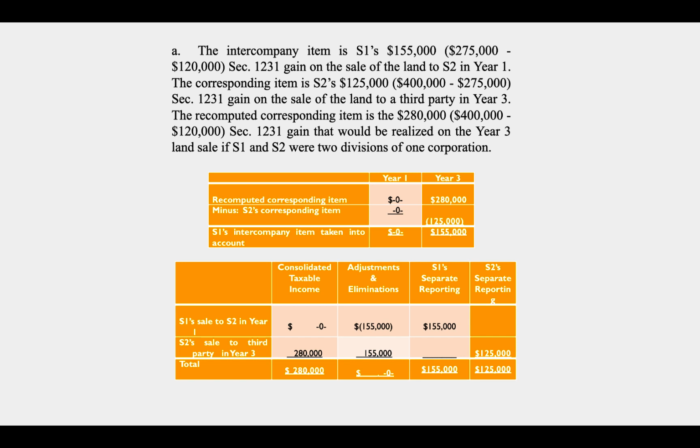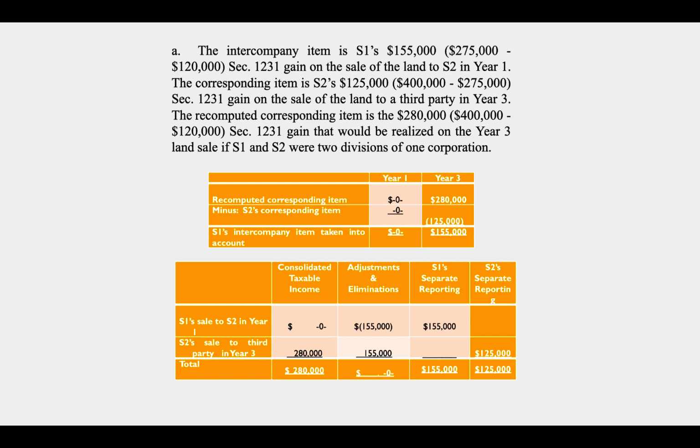The corresponding item then is S2's $125,000 gain because they sold the land and a building, but the amount attributable to the sale of the land was $400,000, and the basis that they had in that land was $275,000. So they also have a 1231 gain of $125,000, which occurred in year 3. So we want to recognize both the intercompany item and the corresponding item in the year that this asset is sold to a corporation outside the group. And in this case, it's year 3.